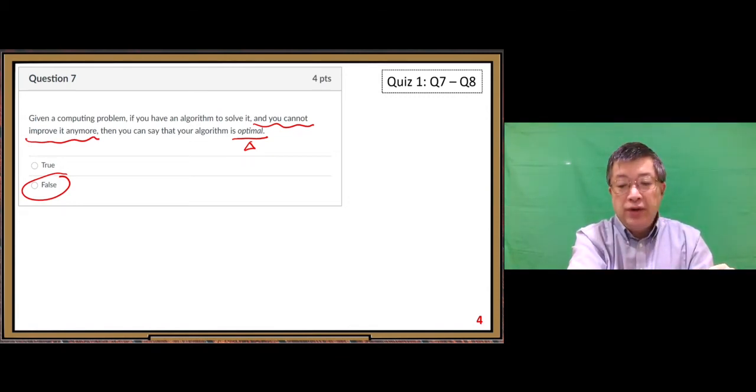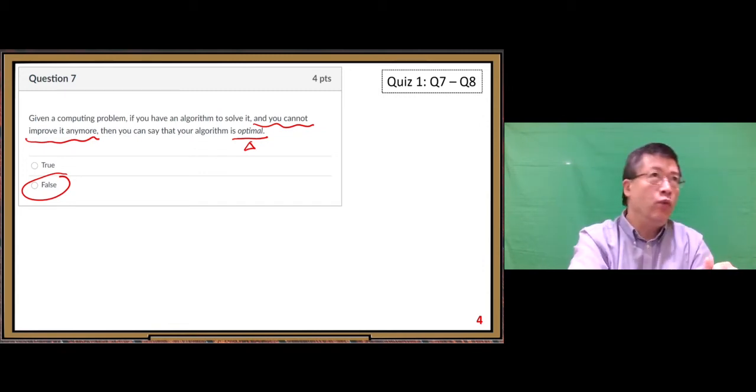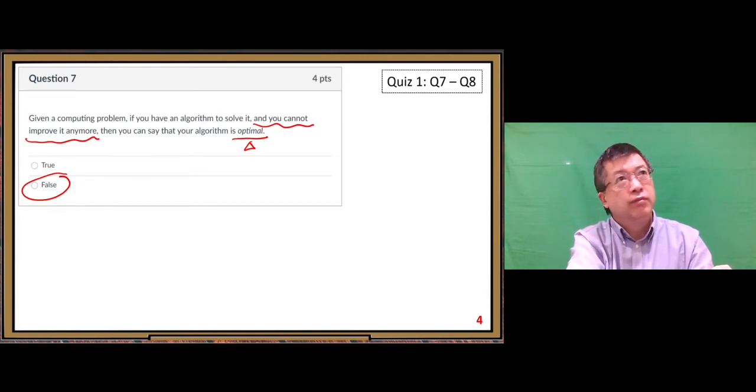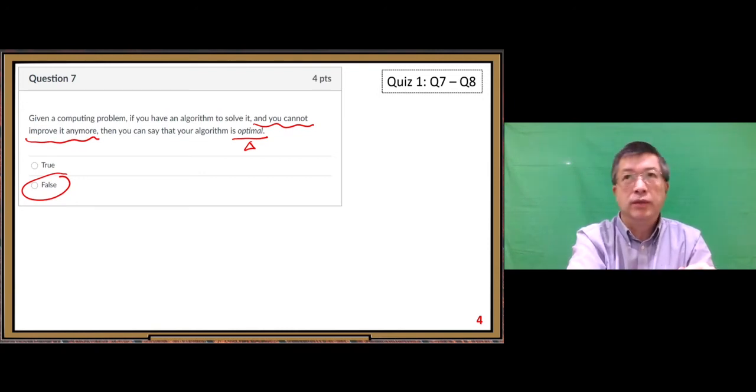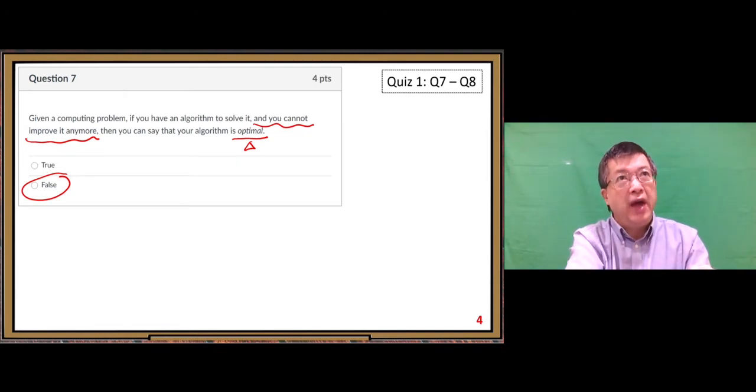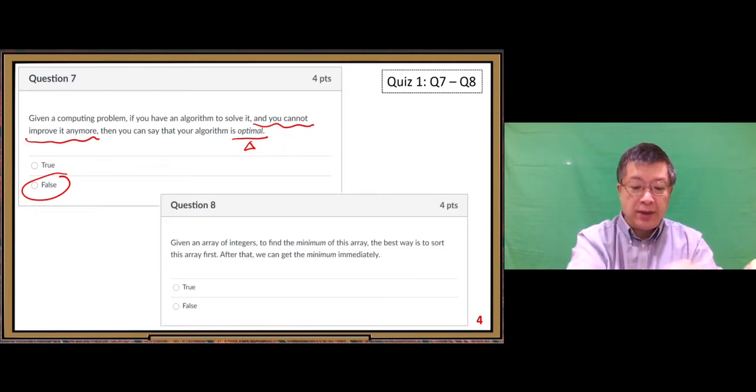In order to show your algorithm is optimal, you have to show nobody can improve it, no matter what, no matter how many generations, no matter who, where in the world, even on another planet. So nobody can improve it. Yeah, that's possible. We can show that. We use logic. If you can show that, then it is optimal. So that's the meaning of optimality.